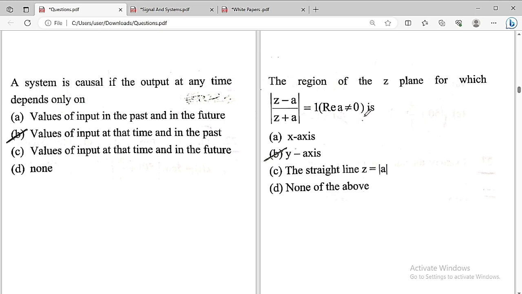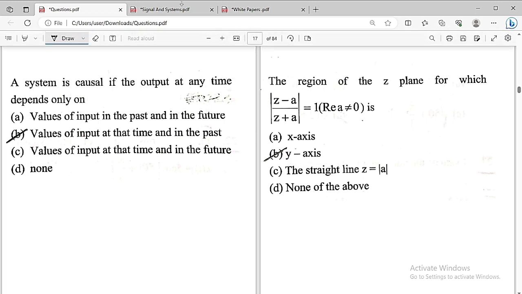See, the real part of a is not equal to 0. So what is the meaning of this? The a can be either purely real or it can be complex. Suppose it is complex, the real part is not equal to 0. So basically, we need to figure out the region of the s-plane for which |z - a| / |z + a| = 1. At what region on the plane is this condition satisfied? Of the four options, option B, the y-axis, is the correct solution of this question.